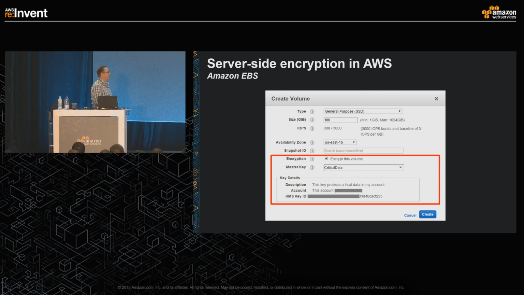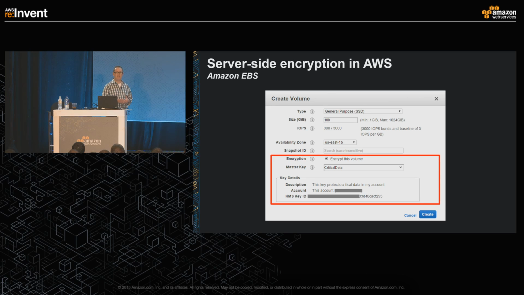So I'll give you an example here of how easy it is to encrypt with EBS. If you're going to be launching a new volume or creating a new volume, there's a checkbox, encrypt volume. So once you've checked that, you're ready to go. And then you can choose a key. In this example, we're actually using the critical data key. Now what this means is that key is going to be associated with that volume and also any future snapshots.